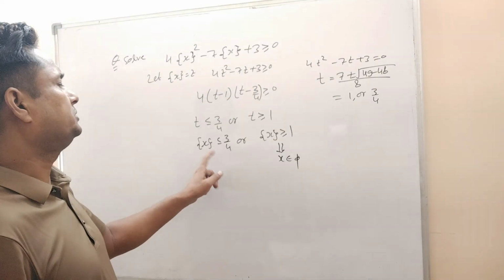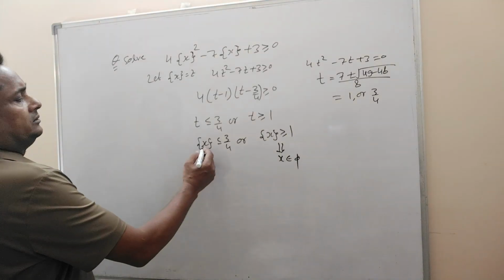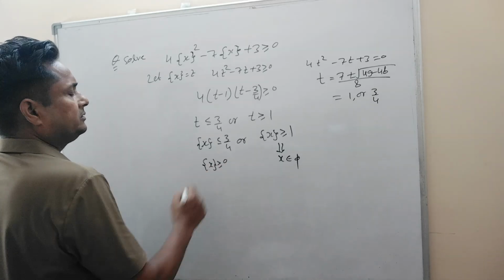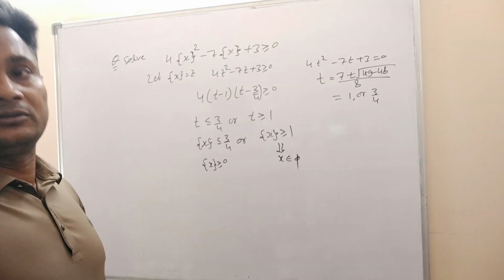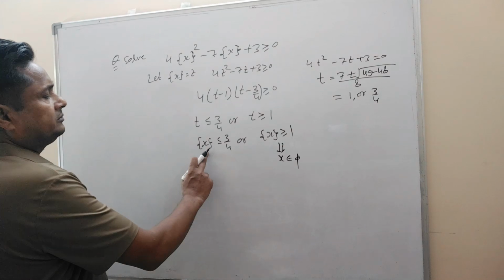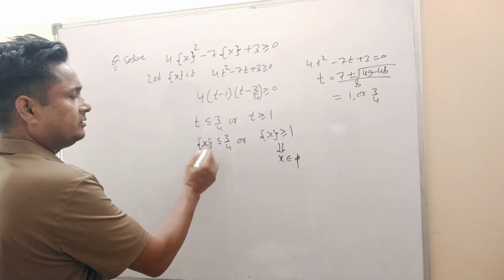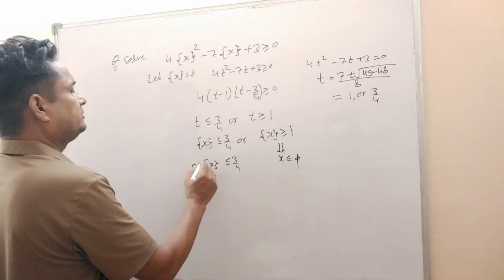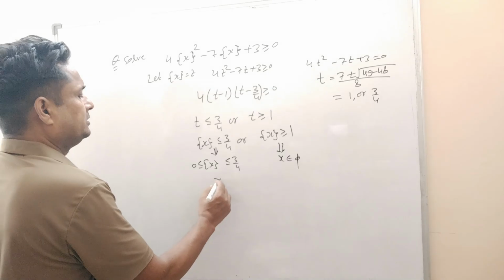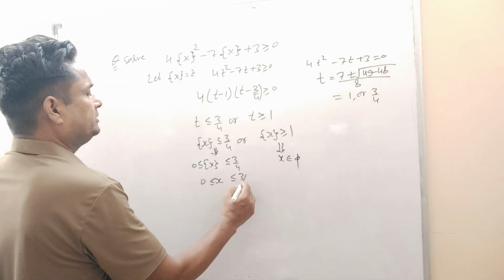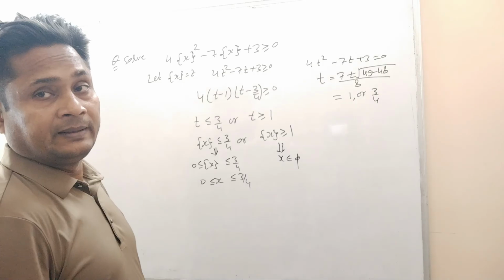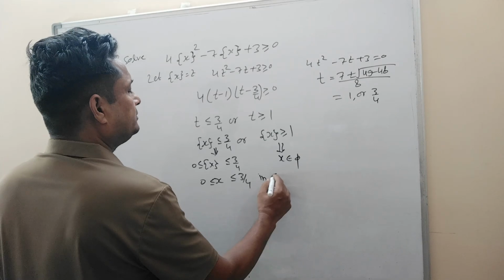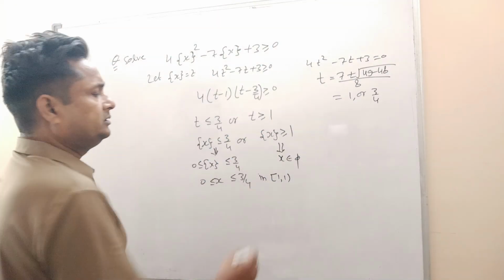What will be the solution of this one? We know that {x} is always greater than or equal to 0. So the solution of this, {x} always greater than or equal to 0, means we can write it as this one, 3/4. That means x will be greater than or equal to 0 and 3/4. Right? This is in one interval, in 0 to 1.